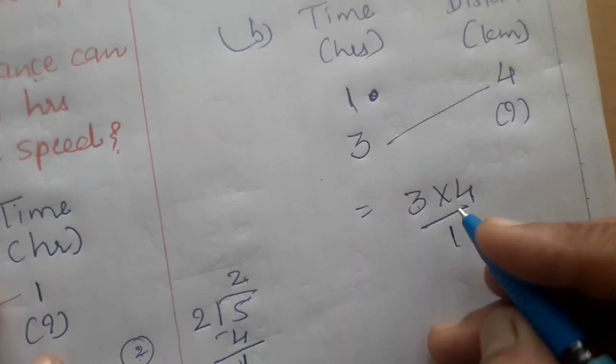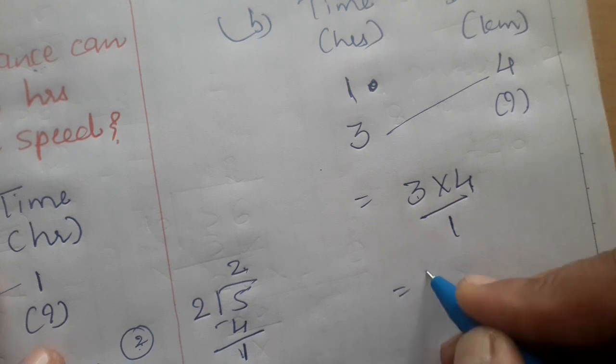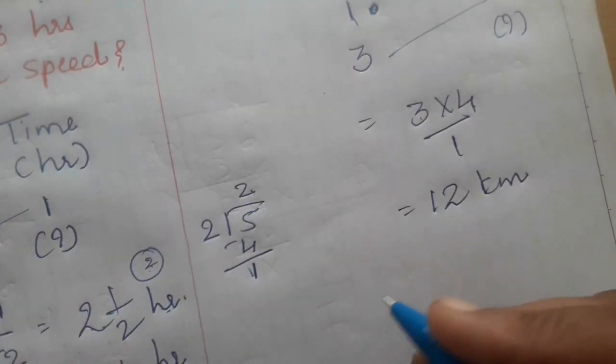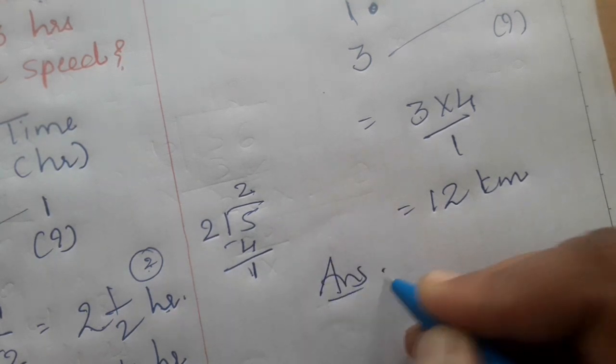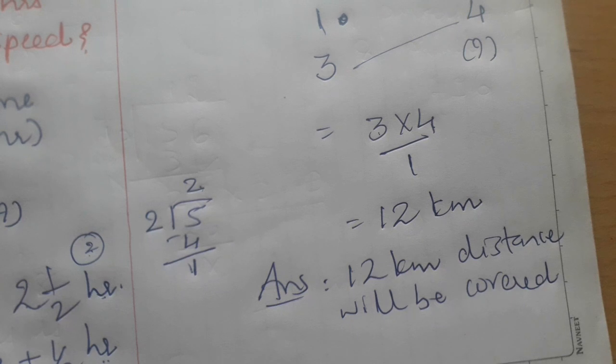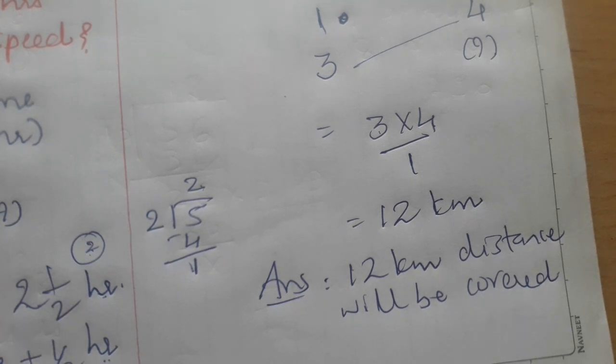So 4 3s are 12 divided by 1, that is 12. So I will write here 12 kilometers. Okay, and do not forget to write the answer step. That is, 12-kilometer distance will be covered.